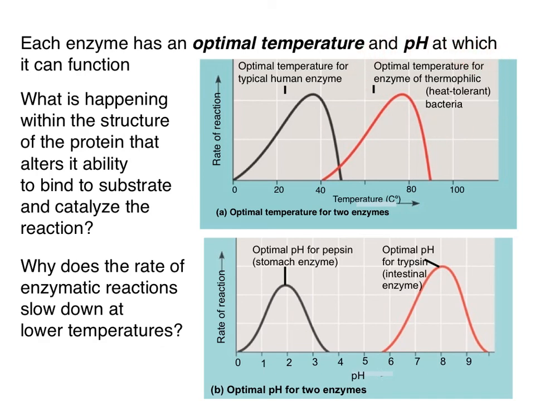The same can be said for pH values as well. While there is an optimal pH for all enzymes, in the case of pepsin, an enzyme that's found in your stomach that digests proteins, that optimal pH is around 2. But keep in mind that a different enzyme might have a totally different optimal pH. In the case of trypsin, which is found in your small intestine, the optimal pH is around 8.